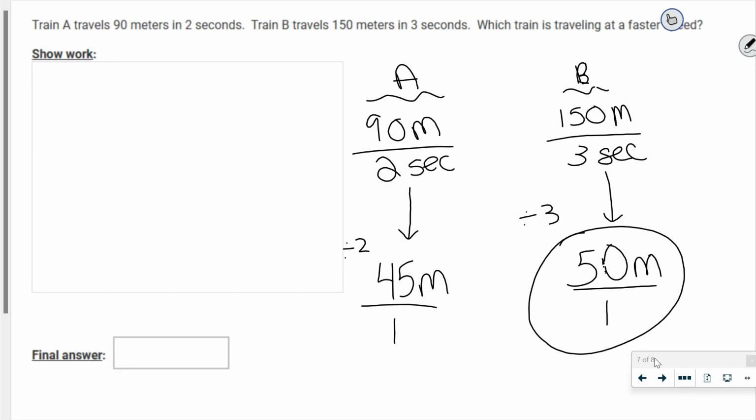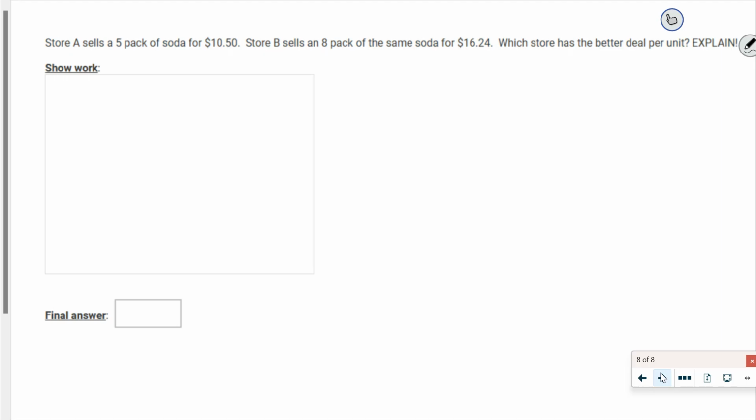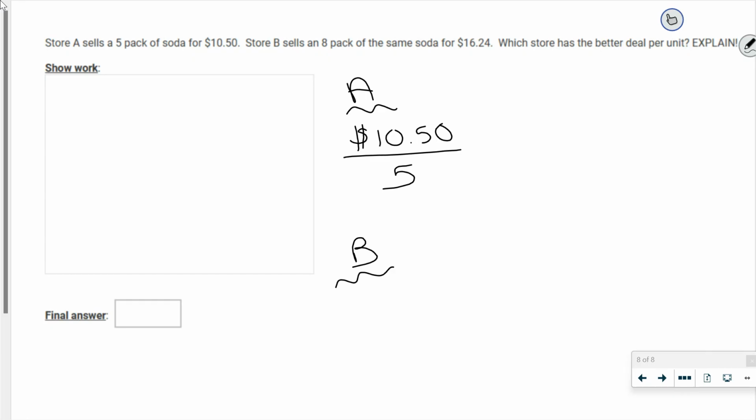All right, let's look at now our last problem. Store A sells a 5-pack of soda for $10.50. So I'm going to write that down. It is $10.50 for 5. All right, Store B sells an 8-pack of soda for $16.24. Oh, sorry, I should say 24, not 25. There we go. And that is for 8-pack. What store has the better deal per unit?